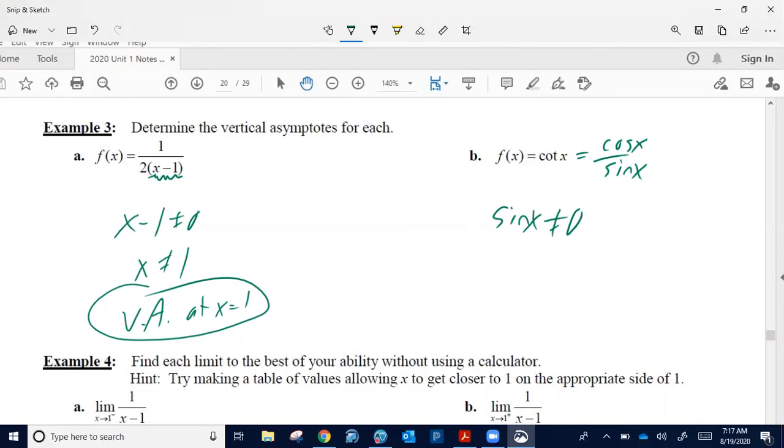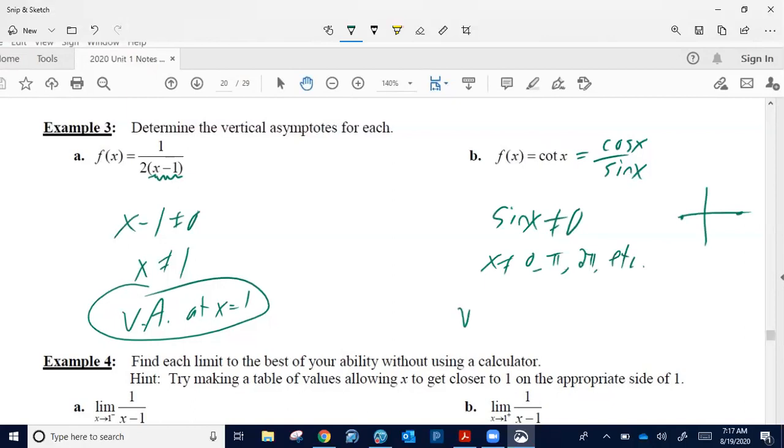From your chart quizzes with Mr. Gatens, or unit circle quizzes, we need to know that sine is the y value, and the y value equals 0 on that unit circle at the 0 degree or the 180 degree, which is 0 and pi in radians. So x cannot be 0, pi, 2 pi, etc.